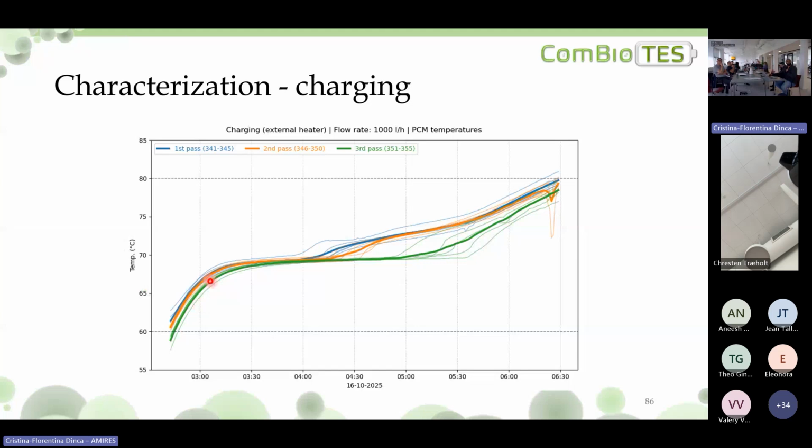We charge it from when the average PCM temperature is at 60 to 80 degrees, so we consider this zero charge and fully charged. We can clearly see the solid PCM following a gradually increasing temperature in the sensible mode and a clear temperature plateau. In the 3 passes, we observe that the first pass melts much quicker, while the second and third pass melt later. And then again, the fully melted liquid PCM in sensible mode.